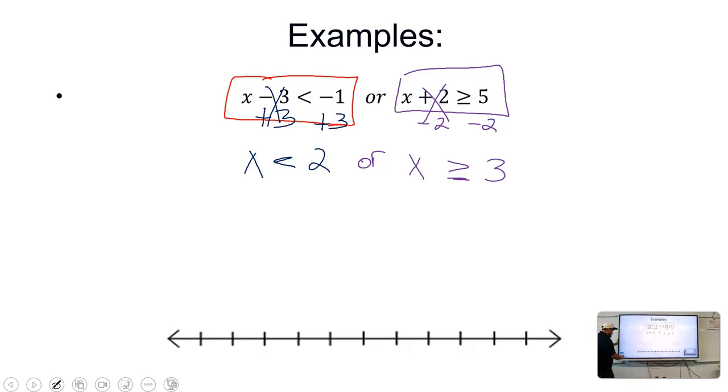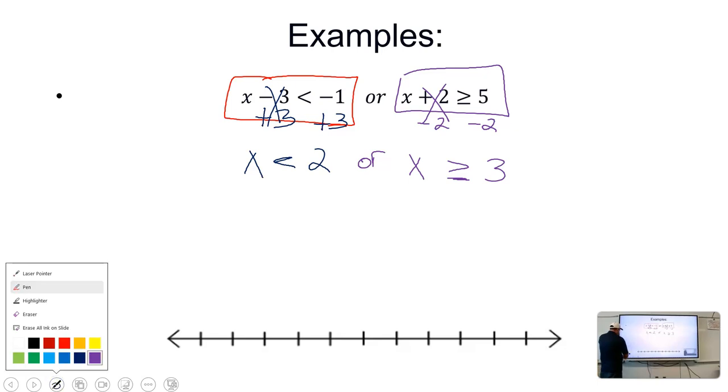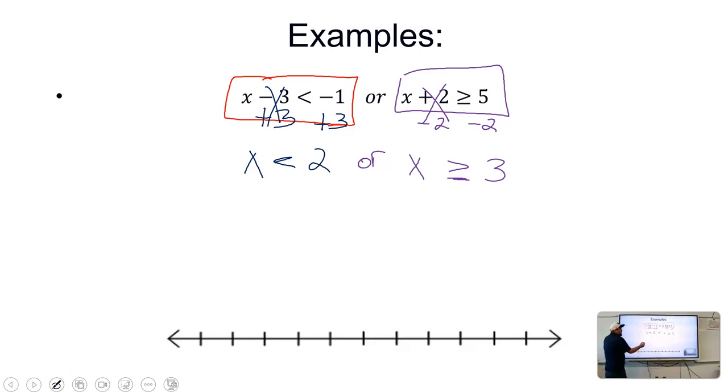And now we are going to graph this inequality. So this 2 right here, this is what one of my boundary points is that we talked about earlier. And this 3 is also a boundary point. Let's take these boundary points and we're going to put them on our graph. So I'm just going to write down a few numbers on my graph. Let's just start with like -2, -1, 0, 1, 2, 3, 4.